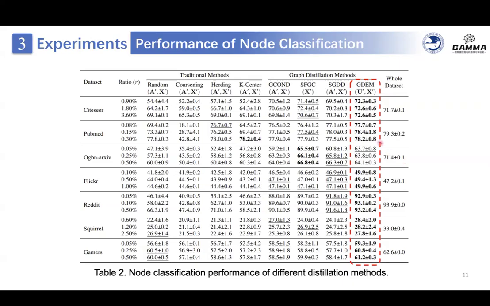And we notice that GDEM performs slightly worse on Reddit, and this might be because under very low compression ratios, the number of available eigenvectors is too limited to cover all the important subspace, and its experimental verification can be found in our appendix.